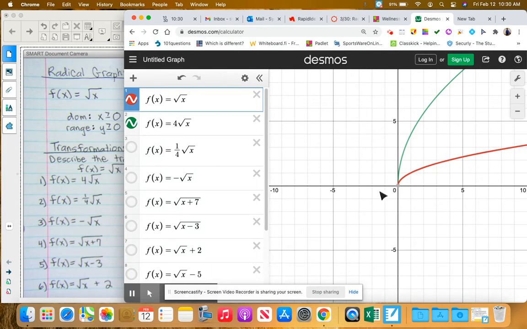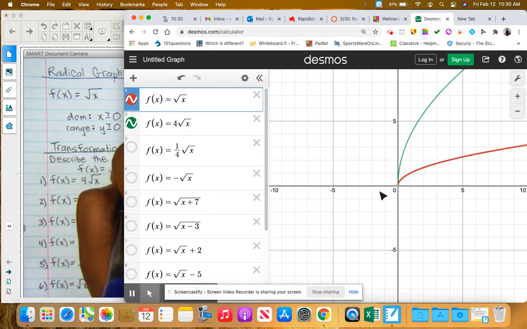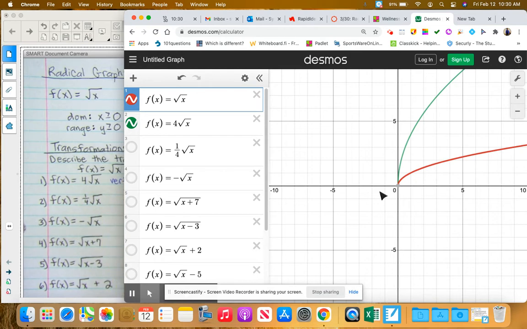So notice it's taller, so to speak. Again, kind of think of a rubber band stretching out. So this is a vertical stretch. So the first one is a vertical stretch. And I'll be moving back and forth so that you can see the answers at the very end. And I'll also be saying them out loud for those of you that are taking notes. So the first one is a vertical stretch.